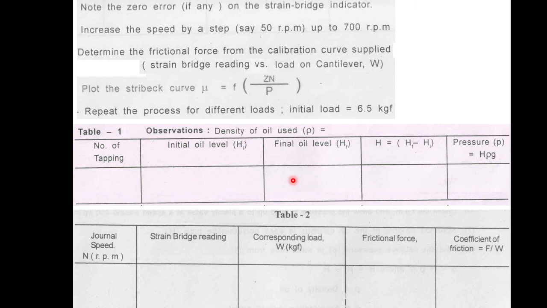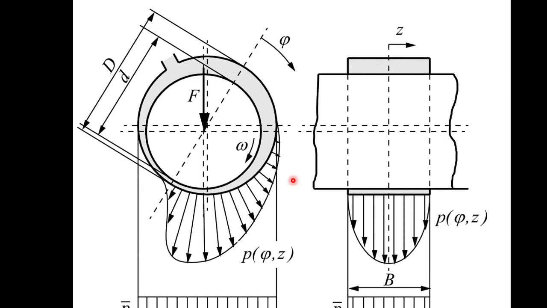There are 12 such points at 30-degree interval, and the other 4 are for the axial direction. That reading is also required, and it will give you the pressure distribution in the axial direction. 5 readings are there actually. So here you will get 12 readings, and in the axial direction you will get 5 readings. So these two plots you have to make: one is the radial pressure distribution, another is the axial pressure distribution.